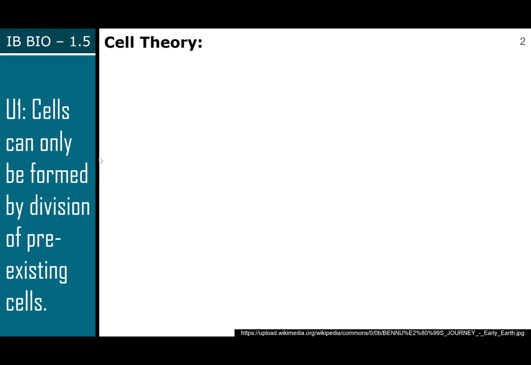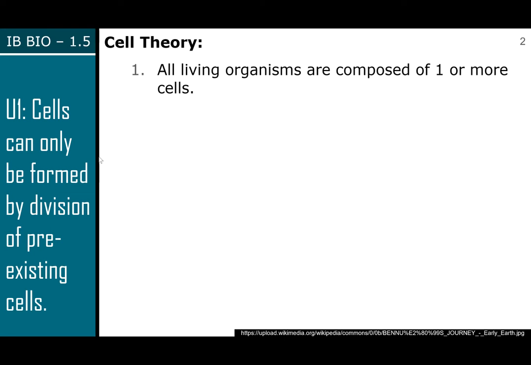There's actually 3. So the first one says that all living organisms are composed of one or more cells. It doesn't matter if you're a bacteria, if you're a fungus, plant, animal, whatever. If you are a living organism, if you are a biological entity or a biological organism, you are made out of cells.